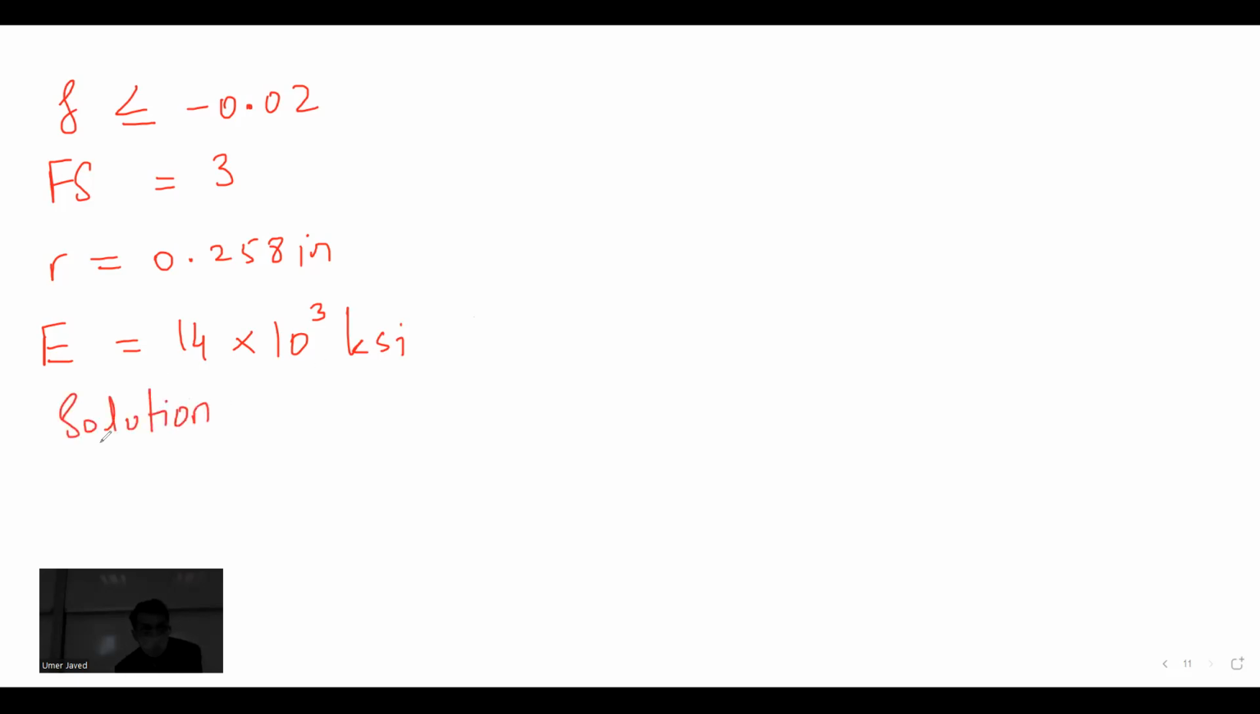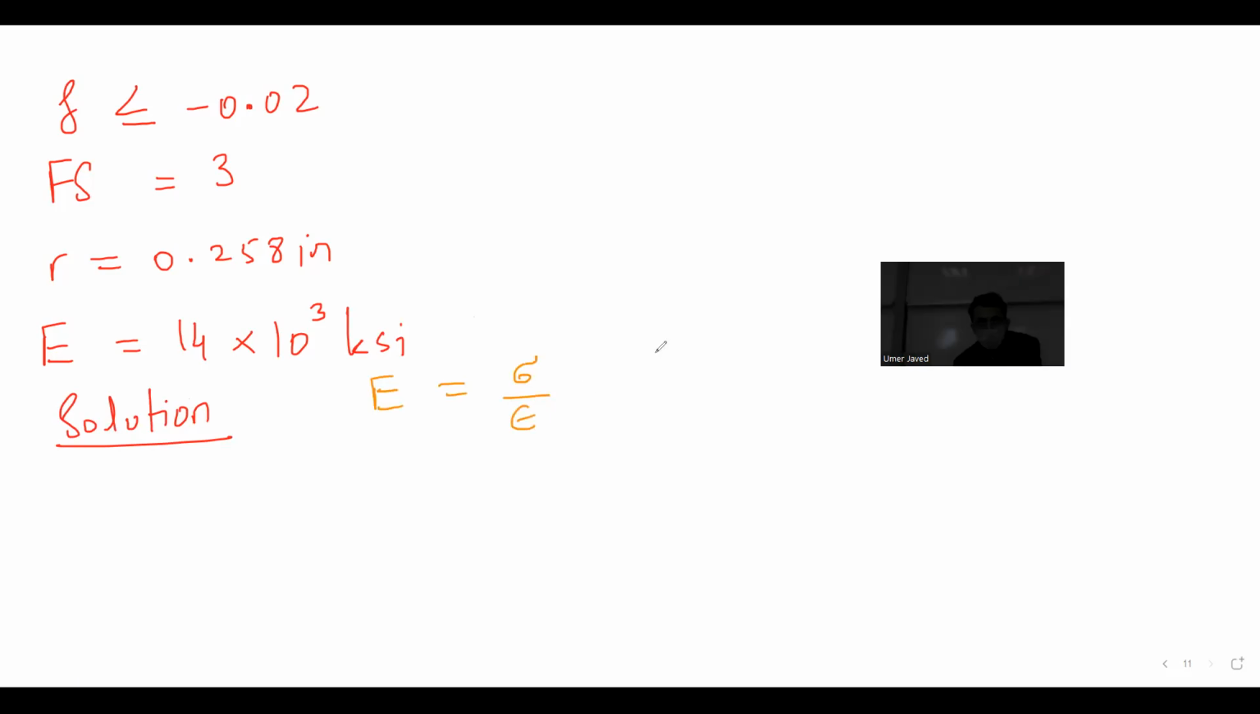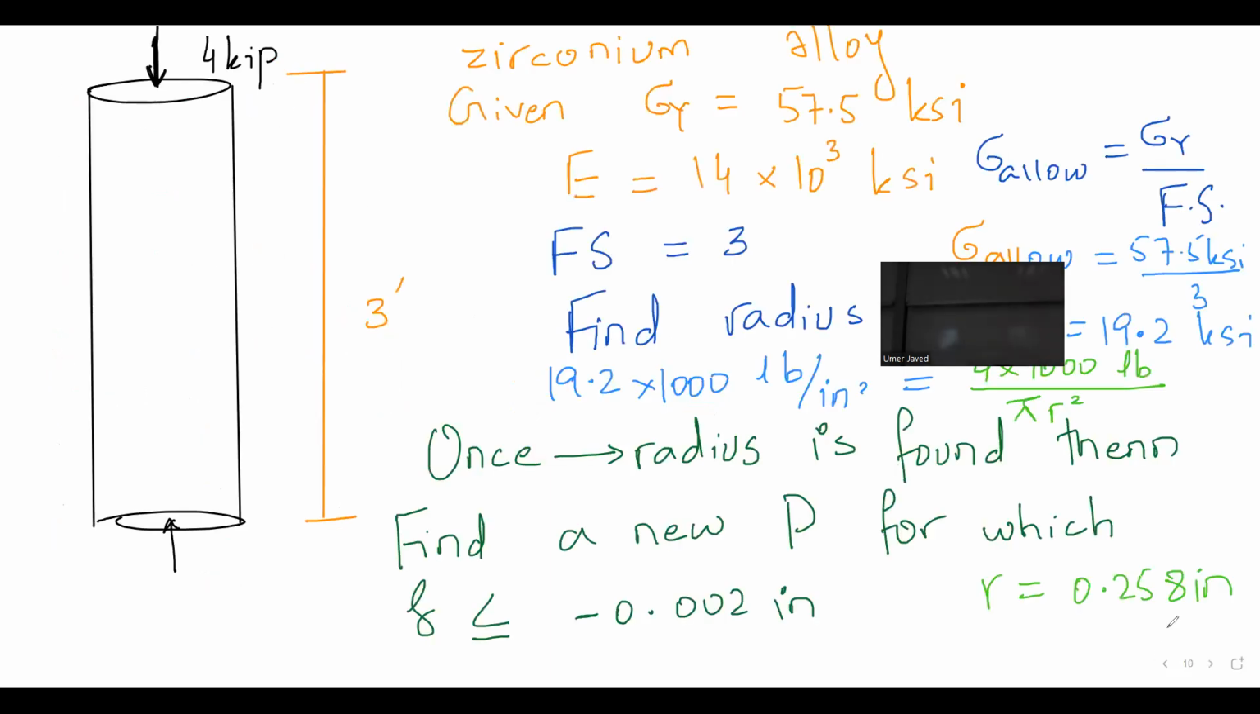So for the students who are saying do stress over strain, you are absolutely right. You can do it. P over A over change in length over original length. But again, you do the same thing, you will get the same thing. Change in length equal to PL over EA. Did I say 0.02 or 0.002? Okay, now I'm not even sure what the problem is, but I think this is the problem.